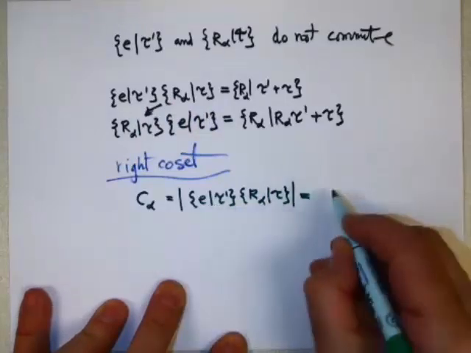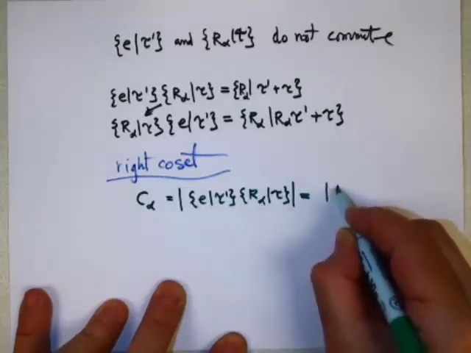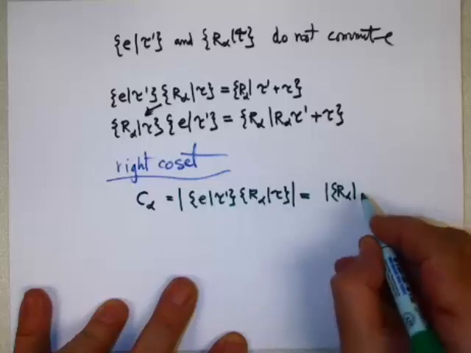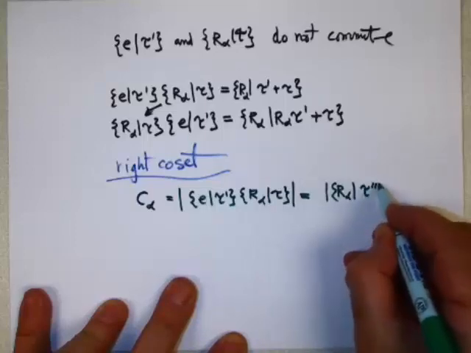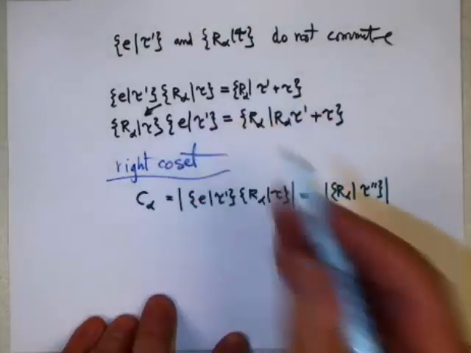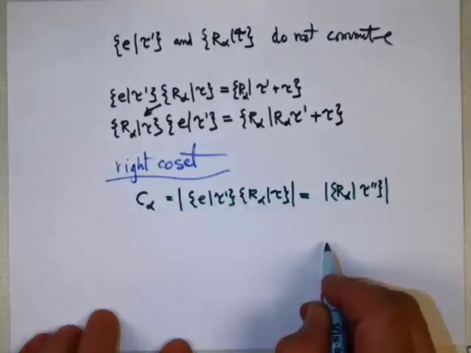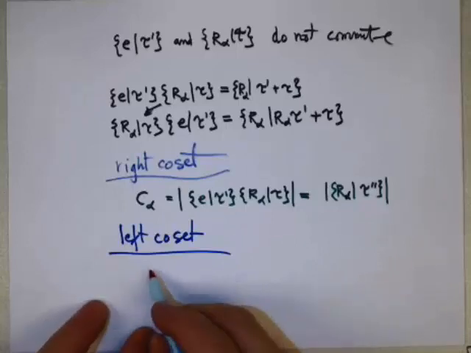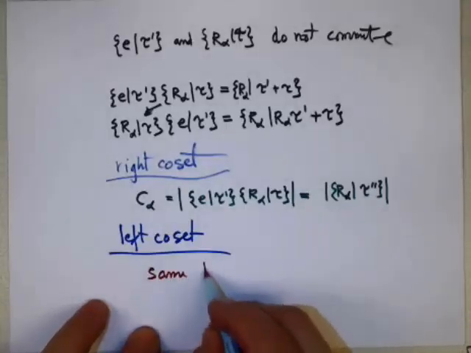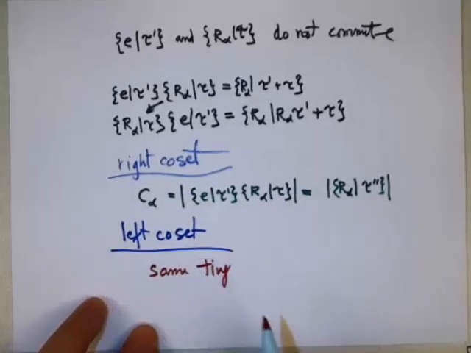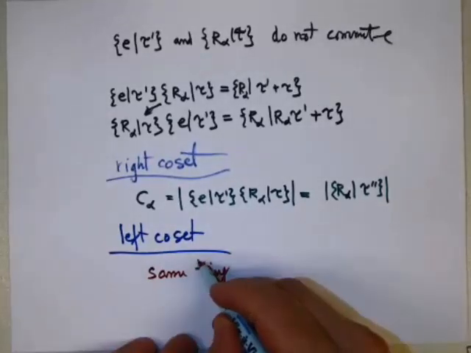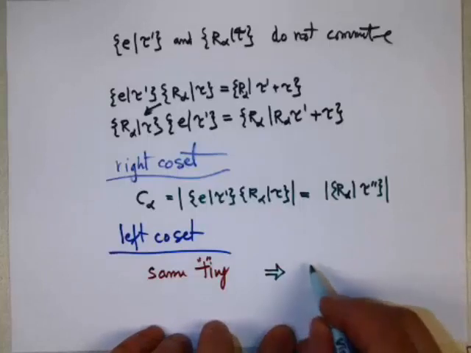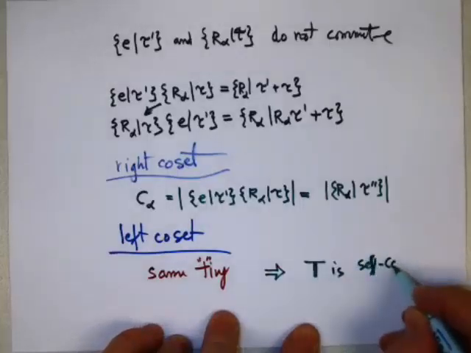So now, even though these things don't commute, the coset doesn't care. For every rotation R alpha, there is a right coset. You can do this also for the left coset. It works the same. So that implies, as the left and right cosets agree, that the translation group is a self-conjugate or normal subgroup of G.